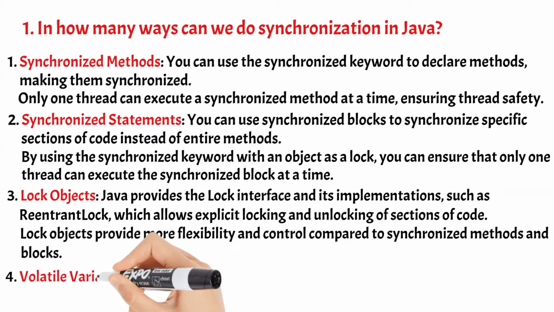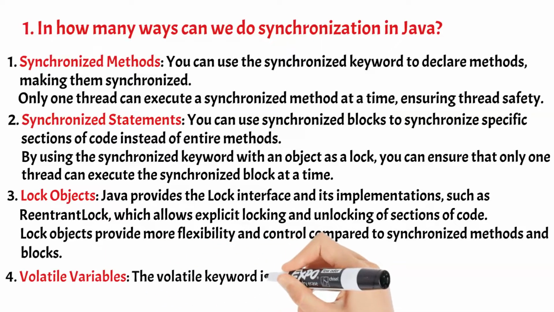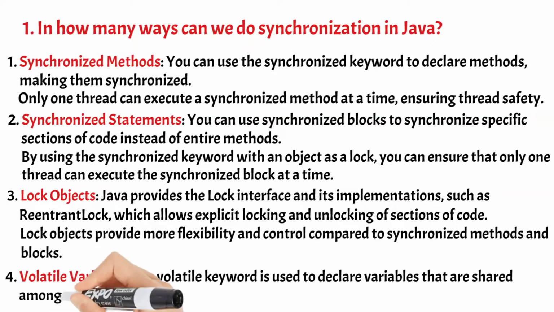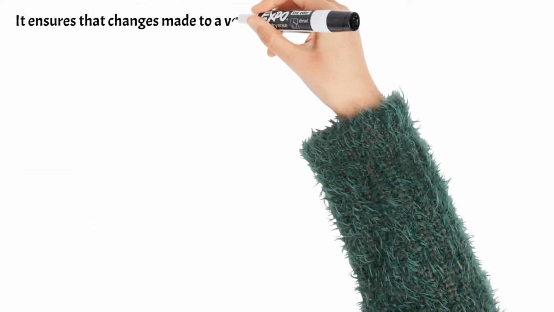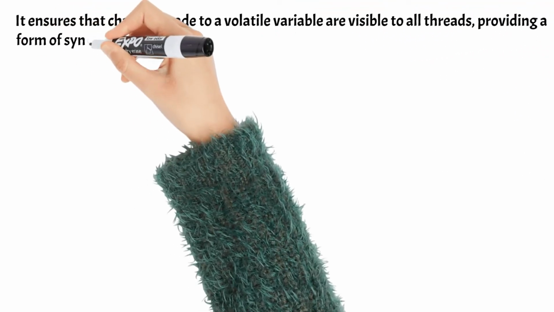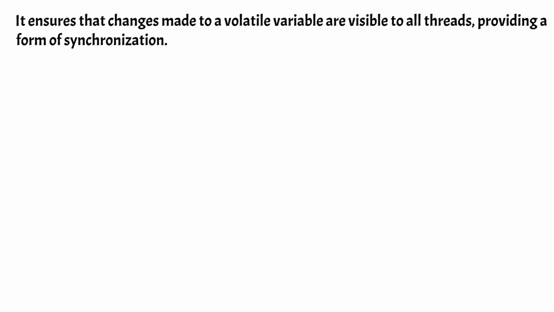4. Volatile variables. The volatile keyword is used to declare variables that are shared among threads. It ensures that changes made to a volatile variable are visible to all threads, providing a form of synchronization.